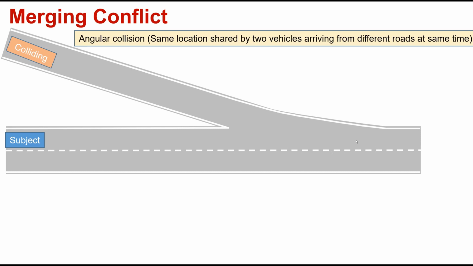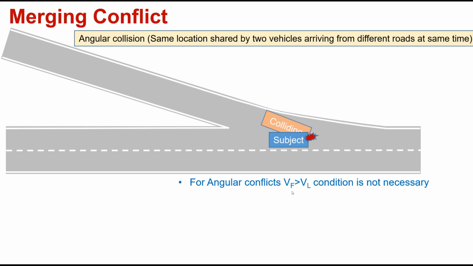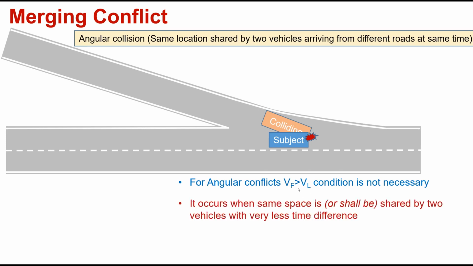When the same location is shared by two vehicles arriving from different roads at the same time, then it is called angular collision. For example, this is the point of collision here. For angular conflict, this condition that VF should be larger than VL is not necessary. It occurs when the same space is shared by two vehicles with a very small time difference. And that time difference is called TTC, the maximum of the time of arrival of the following vehicle and leader vehicle. So PET will be the difference between these two.